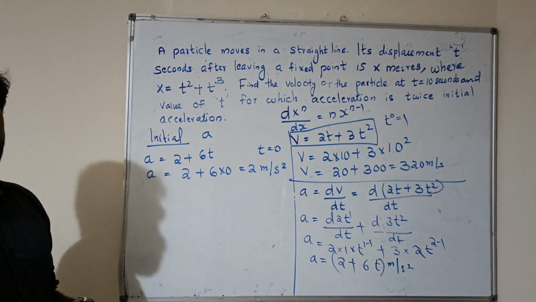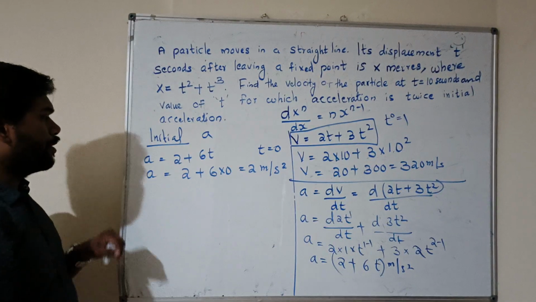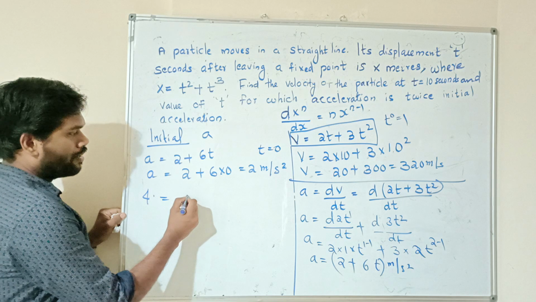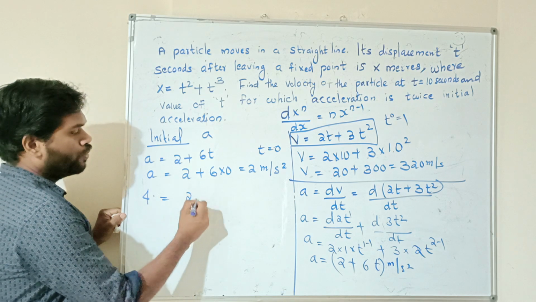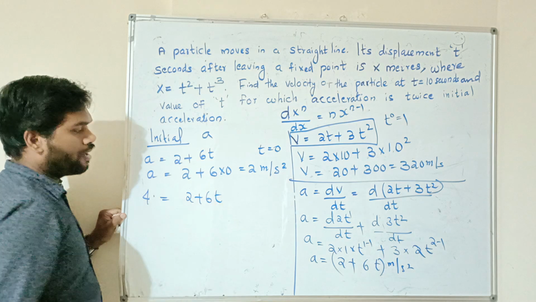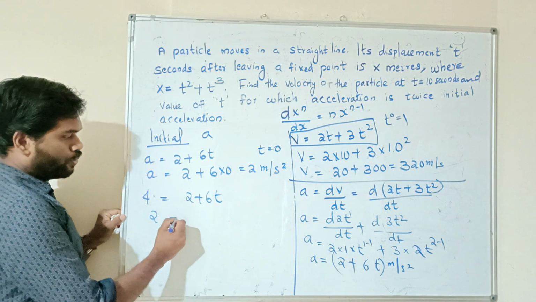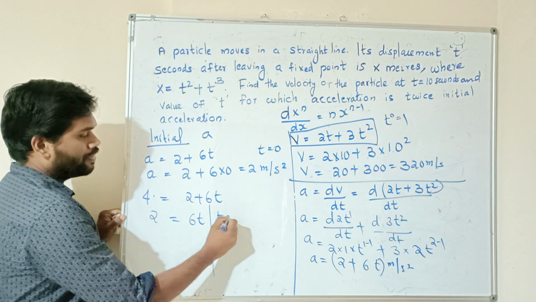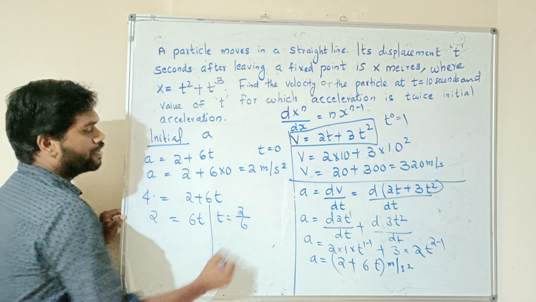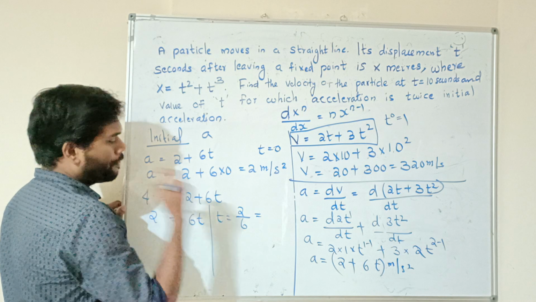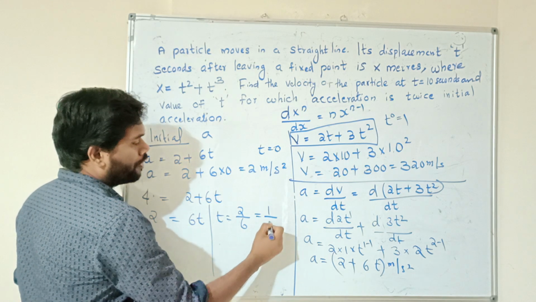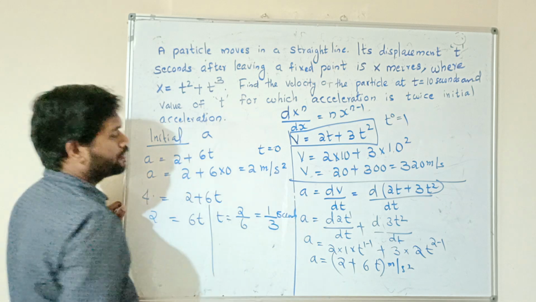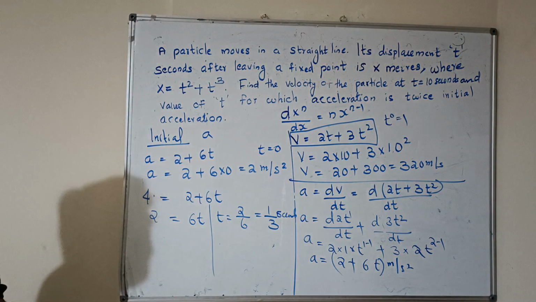We need to find the time for which acceleration is 4 meter per second square. So once again you can substitute the value of acceleration, 4 meter per second square. Again, 4 is equal to 2 plus 6 into t. We should find the value of t. So this can be written as 2 is equal to 6t, or you can write t is equal to 2 by 6, which is equal to 1 by 3 seconds. So time is equal to 1 by 3 seconds.